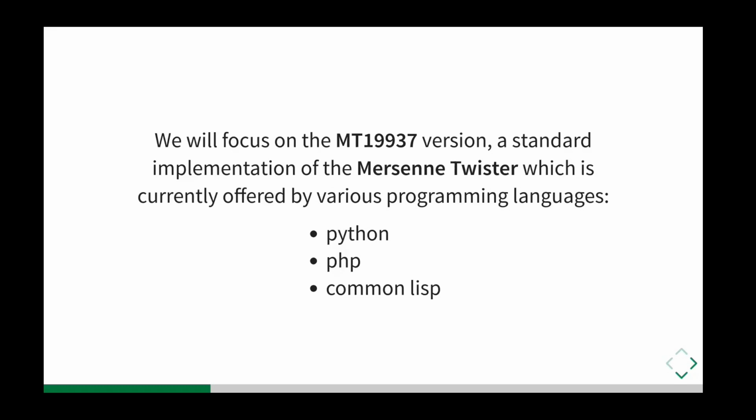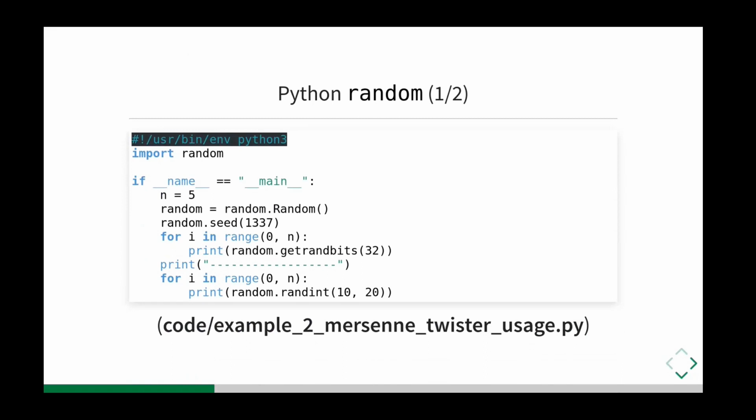MT19937, which is a standard implementation, currently offered by various popular programming languages. For example, Python, PHP, Lisp, which is cool. So, for example, in Python, how do we use this Mersenne Twister?